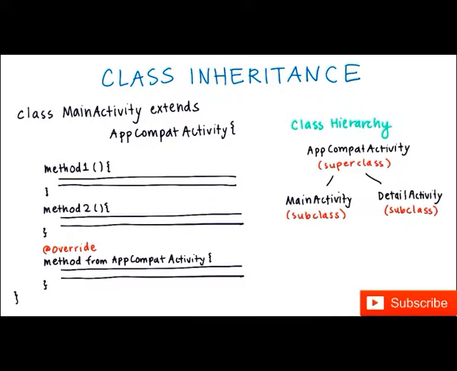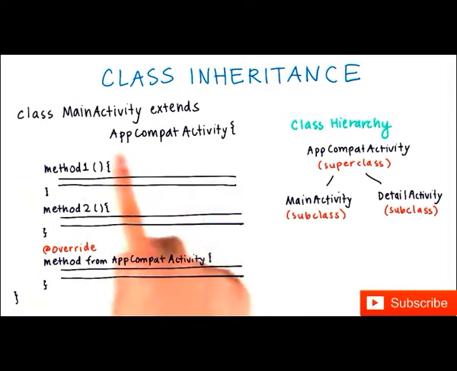Another way to visualize the relationship between the main activity and the AppCompat activity classes is to draw a class hierarchy diagram. This is different from a view hierarchy diagram because a view hierarchy diagram shows a tree of views that are shown on a screen. The class hierarchy diagram shows the relationship between different Java classes. We have AppCompat activity as a superclass. Since main activity extends from AppCompat activity, then this is known as the subclass.